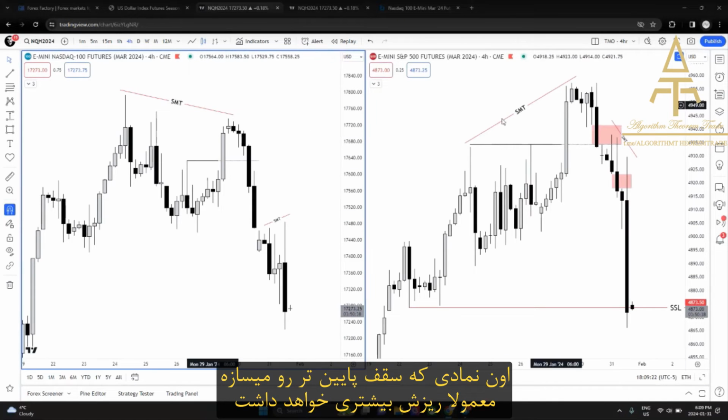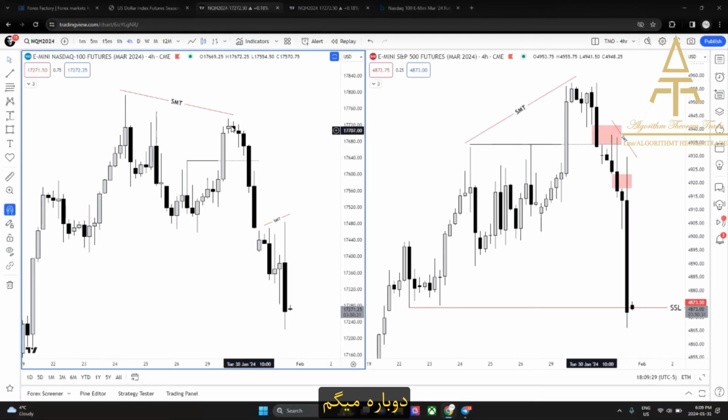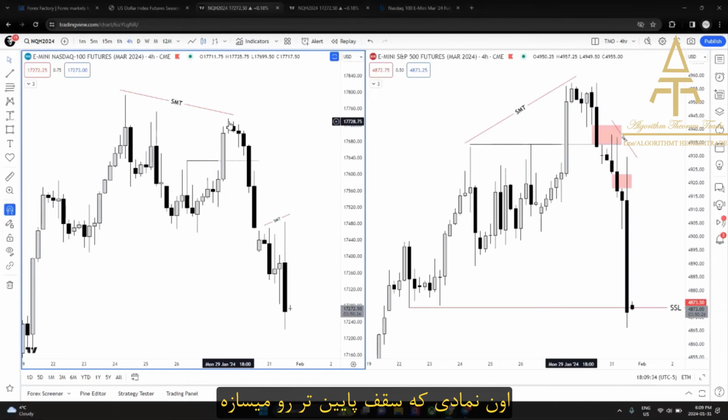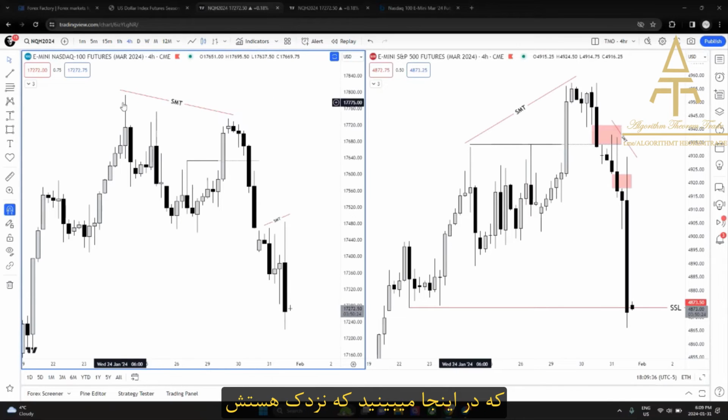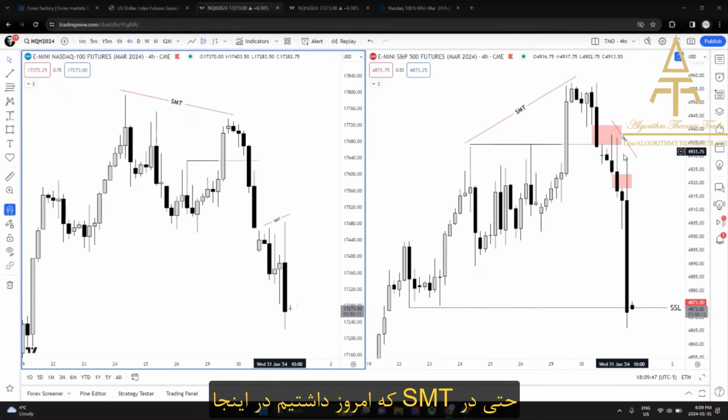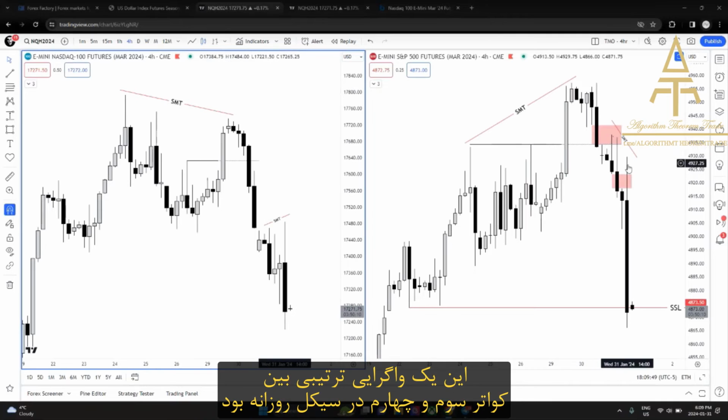So the asset class which makes the lower high is usually going to fall more. I'll say that again. When you have SMT divergence at highs, the asset class which makes the lower high, right here you can see that is NASDAQ, will fall more, right? As you guys can see, even right here where we had SMT today, this was sequential SMT between Q3 and Q4 of the daily cycle, right?